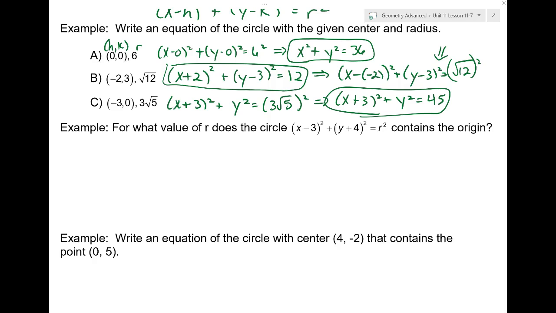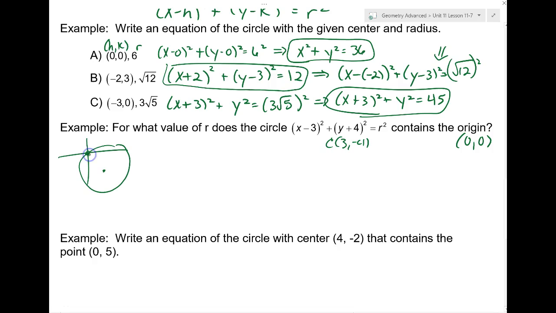Let's finish this up. For what value of r, so the radius, does the circle, the quantity x minus 3 squared plus the quantity y plus 4 squared equals r squared, contain the origin? Guys, what's the origin? Isn't that 0, 0? They're saying here's my center. What is the center at? 3, negative 4. So if this was my graph, I'm somewhere down at 3, negative 4. That means my circle would look something like this.